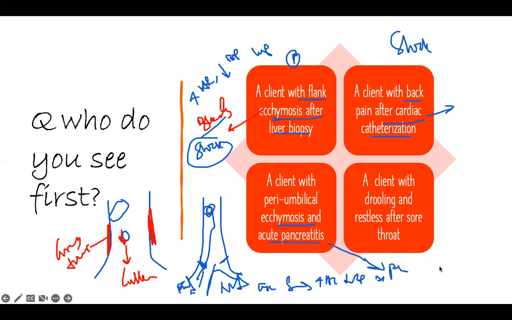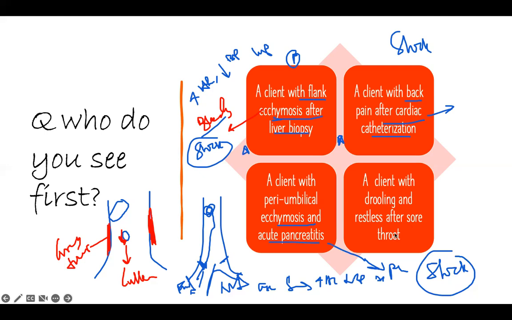So this is also shock, that's bleeding. So these three patients, watch these symptoms when they give you in your test. It's a form of shock. That's how they can present it. Somebody with a liver biopsy with ecchymosis around the flank, catheterization with the back pain, ecchymosis with pancreatitis at the periumbilical. These are all shocks. So we have three shocks.